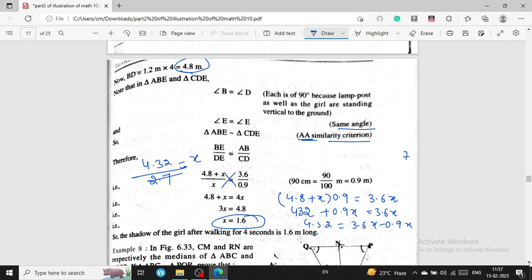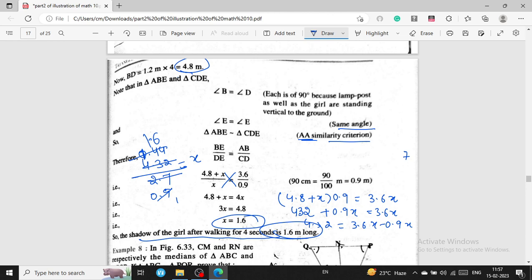3 9s are 27, 3 1s are 3, 3 4s are 12, 3 4s are 12, and 9 16s are 144. So that's why the answer is X is equal to 1.6. You can say that the shadow of the girl after walking 4 seconds will be 1.6 meter long.